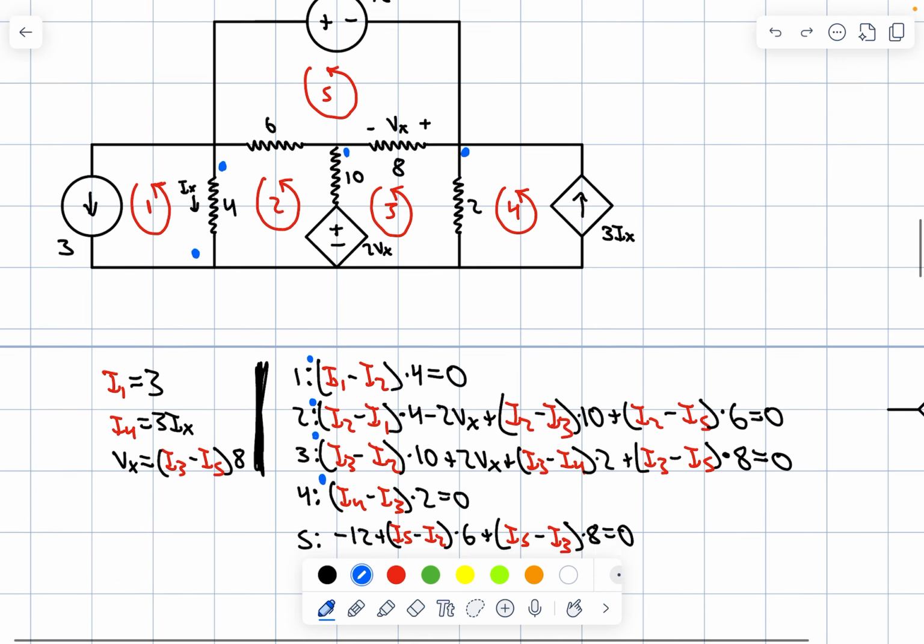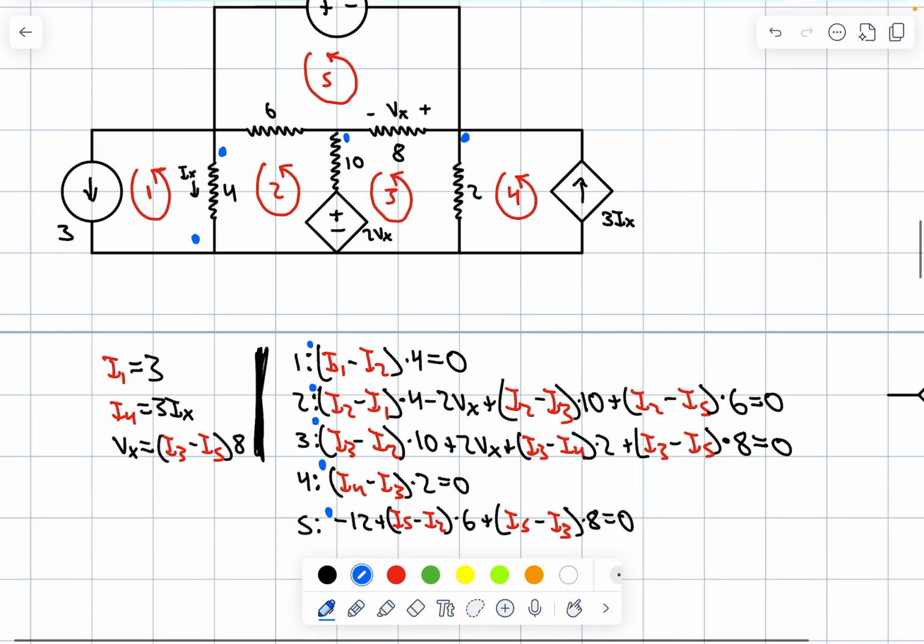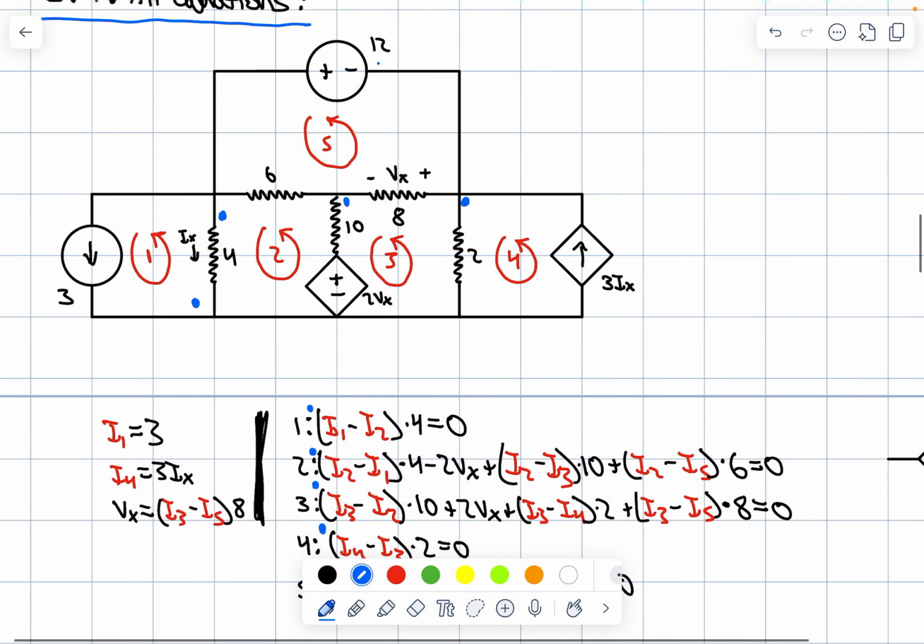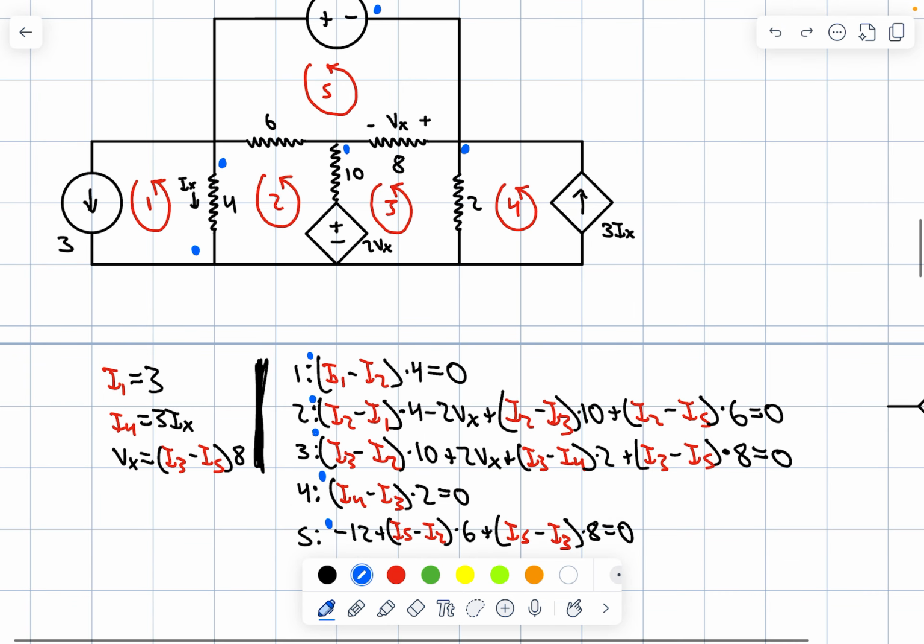Okay, then the 5th loop. The 5th loop, I'm starting right here. So we're flowing through the negative terminal of a 12 volt voltage source, minus 12. And then we're flowing through right direction I5, wrong direction I2. So we're going to do I5 minus I2 times 6, the value of that resistor, and that's right here.